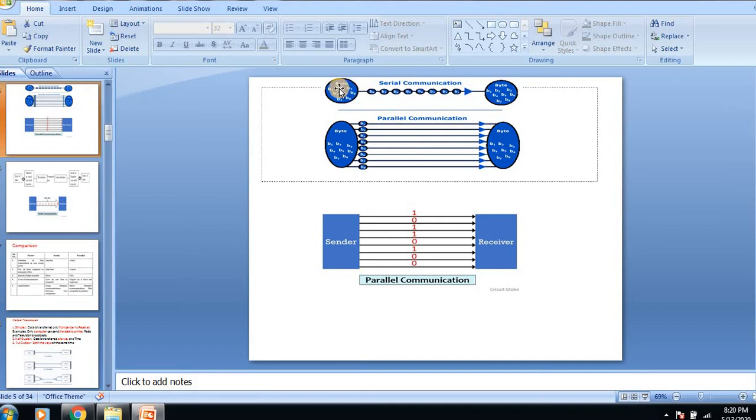Here we can see an example of serial communication and parallel communication. The bytes are represented here. This is the sender and this one is the receiver. Here the bits are transmitted bit by bit, but in the case of parallel communication, all the bits are transmitted at a time. For example, if the data is 10110100, there are 8 lines to transmit this data to the receiver, meaning at the same time all 8 bits can be transmitted to the receiver.